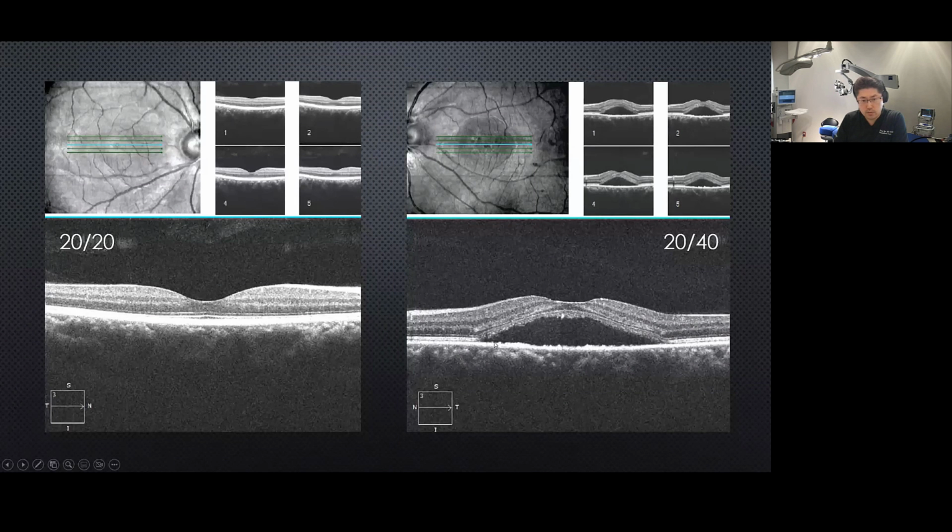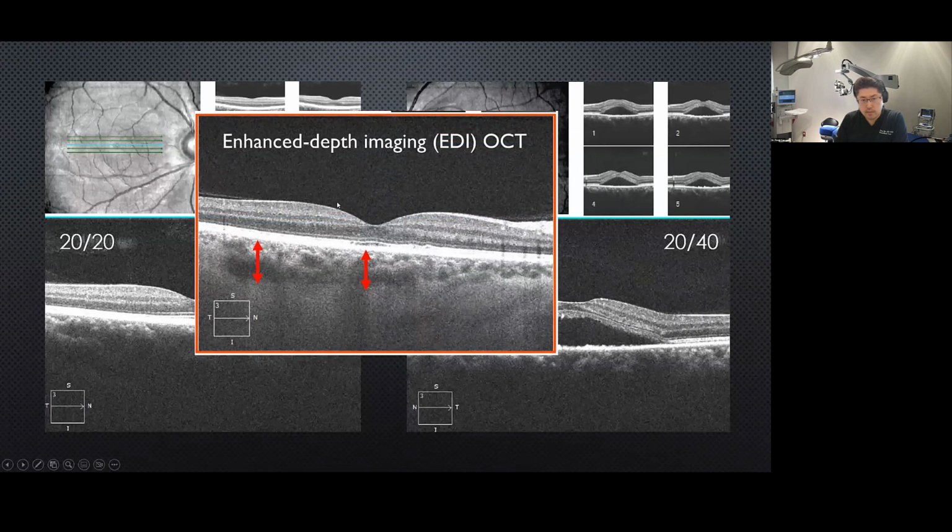Again, this is CSR with presence of subretinal fluid, and enhanced depth imaging will confirm pachychoroid. What pachychoroid means, they're pachy vessels. The Haller vessels are large, and also the choroid is thick. Normally, the choroid should be around the thickness of the retina. In pachychoroid spectrum disease, the choroid is much thicker with much larger Haller vessels in the outer choroid than usual.